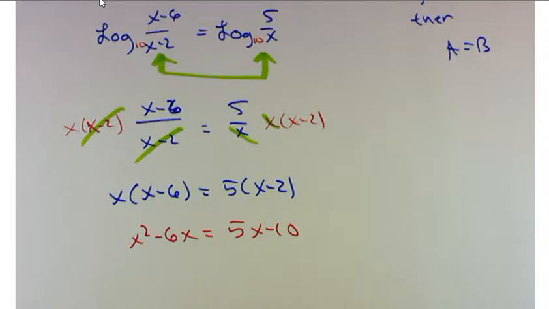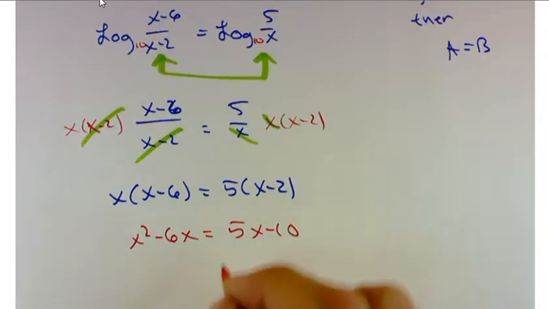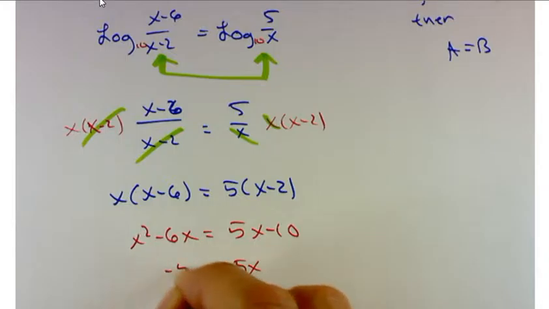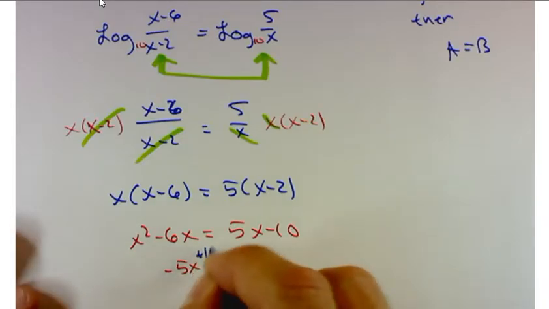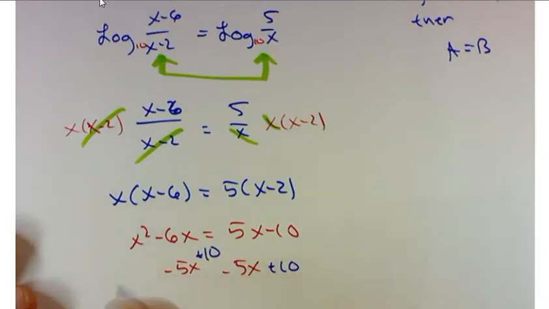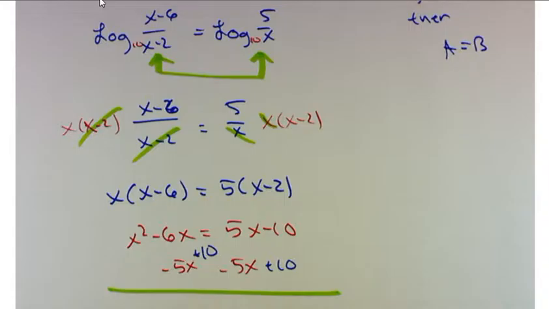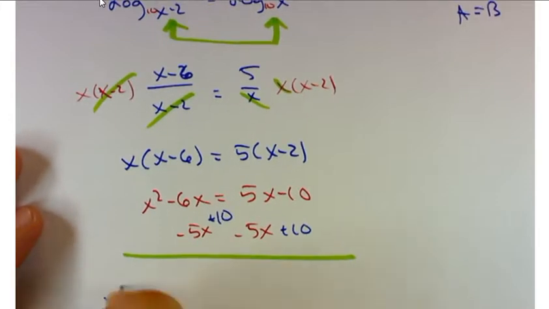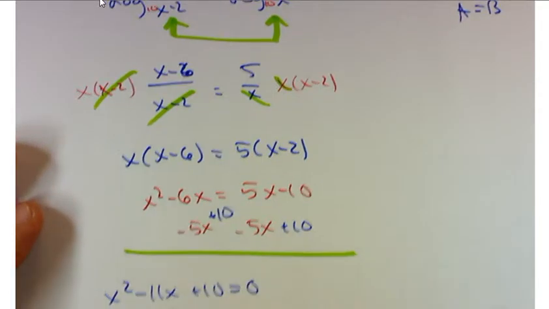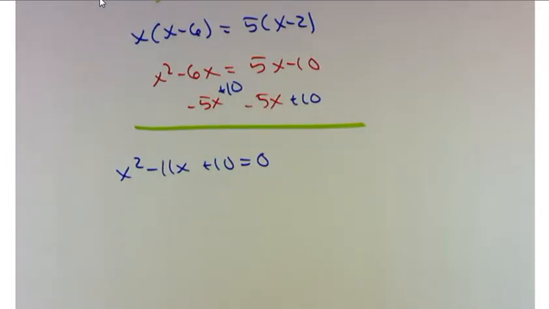All right, we'll set it equal to 0. So I'll subtract 5x from both sides, and I'll add 10 to both sides. So we'll squeeze in a plus 10 and a plus 10. What equation pops out of that? X squared minus 11x plus 10 equals 0. Cool. How do I solve it from here?